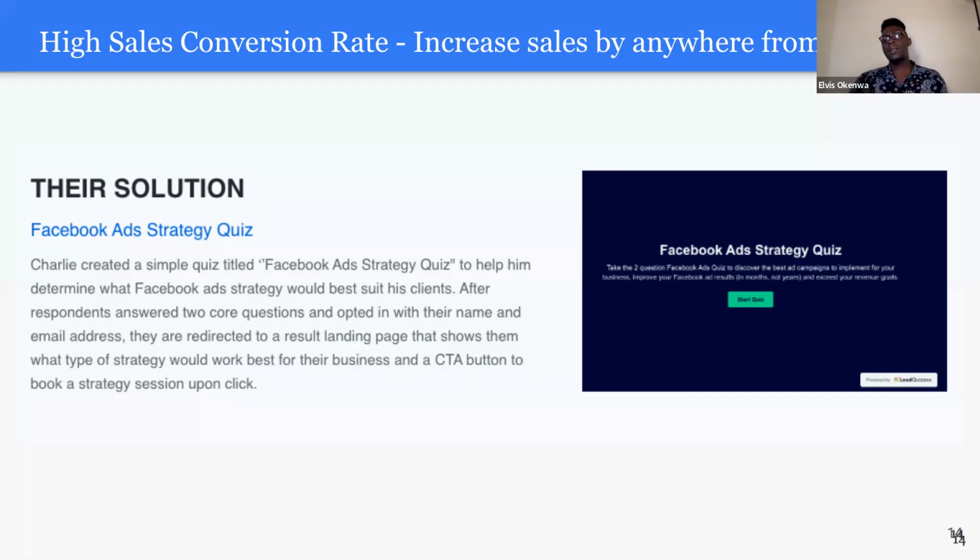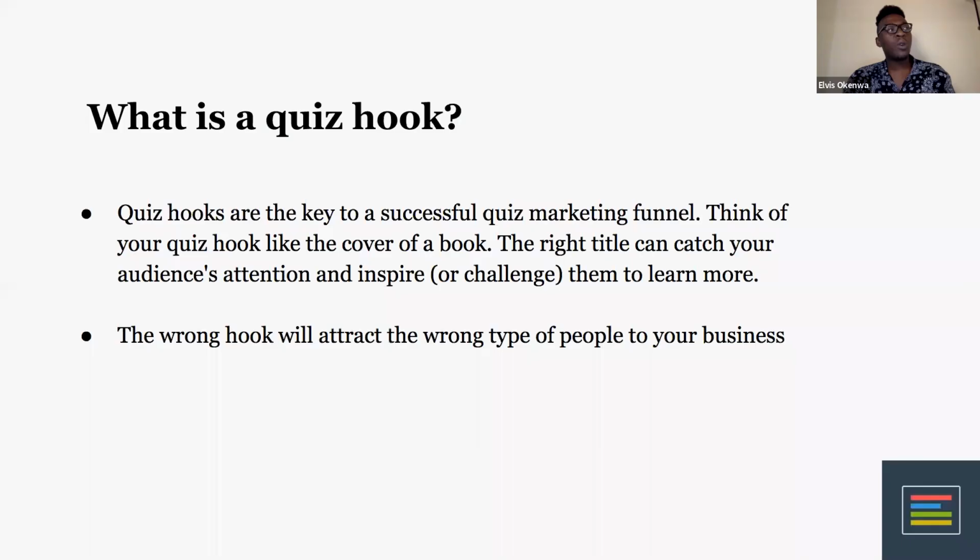Now, next, let's look at how you can find your quiz hook. Very important. How can you find your quiz hook? But before we delve into how you can find your quiz hook, what is a quiz hook? Okay, now a quiz hook or a quiz title is the key to a successful quiz marketing funnel.